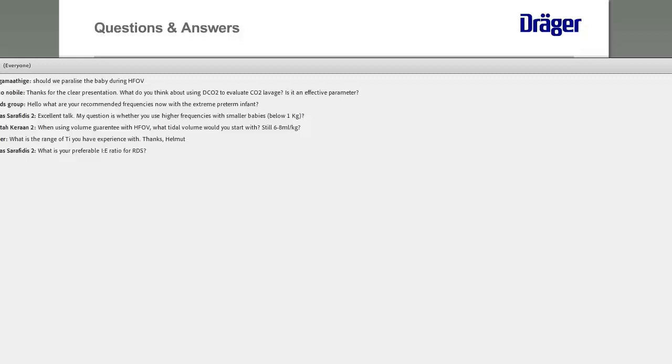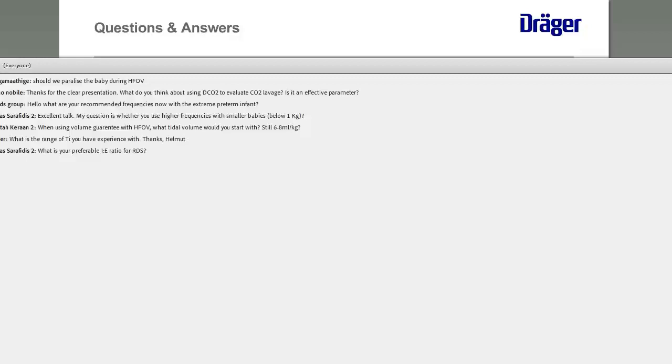Well, I think we have to remember that it depends on the ventilator you are using. If you are using a very poor ventilator and you don't have the tidal volume information, then try to use the highest frequency that you have. So for babies below 700 grams or close to 500 grams, we used to recommend using the highest frequency possible, close to 15.